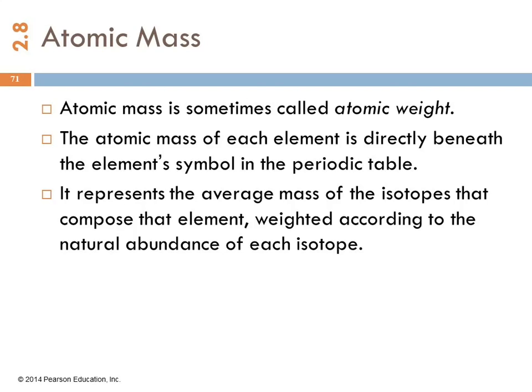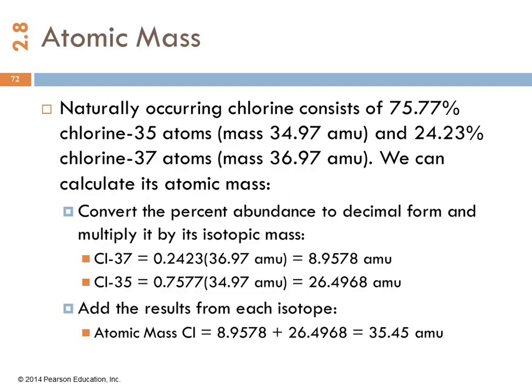And since anything we do is with ginormous numbers of atoms, the average is what's useful. It's not useful to have the mass of an individual atom for most things. How do they figure out the mass? Well, here's an example for chlorine. Two naturally occurring isotopes, 35 and 37. They can figure out the mass of these. So chlorine 35 has a mass of 34.97 atomic mass units, and 37 is 36.97 atomic mass units.